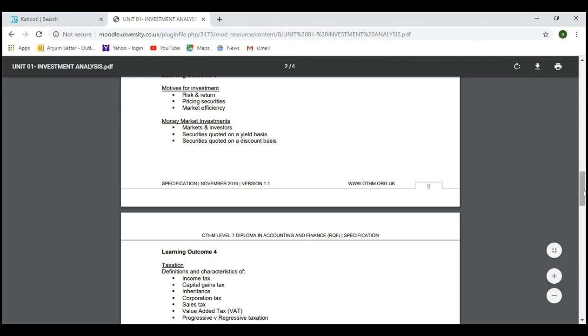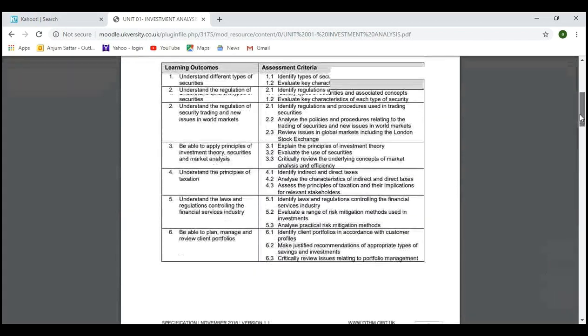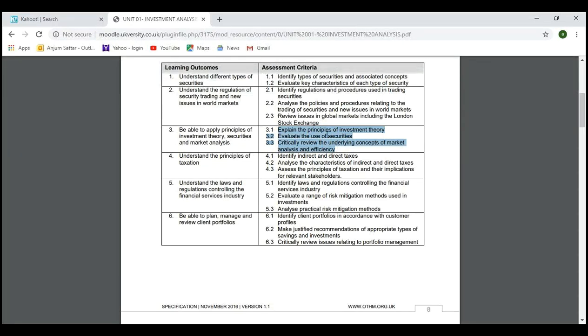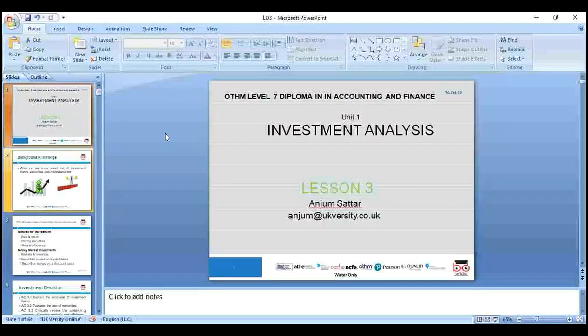There are a lot of things in LO3, but we'll focus on some numericals and some generic discussion as well. So that's LO3. When we look at the assessment criteria: evaluate the principles of investment theory. Here we'll discuss some investment theories of different authors. Evaluate the use of securities, different securities we can evaluate on the basis of risk and return, and then the underlying concept of market analysis and efficiency, which we can base on different theories as well. So today's lesson will be focused on these things. So we'll start today's lesson.